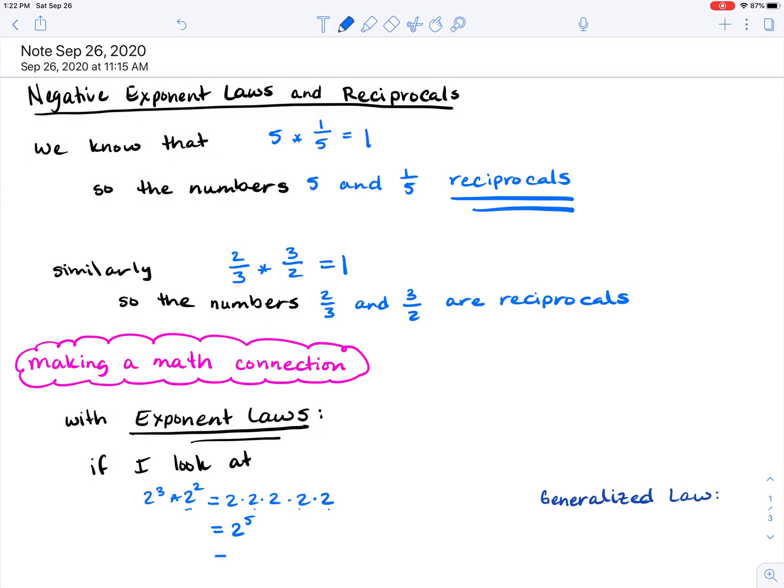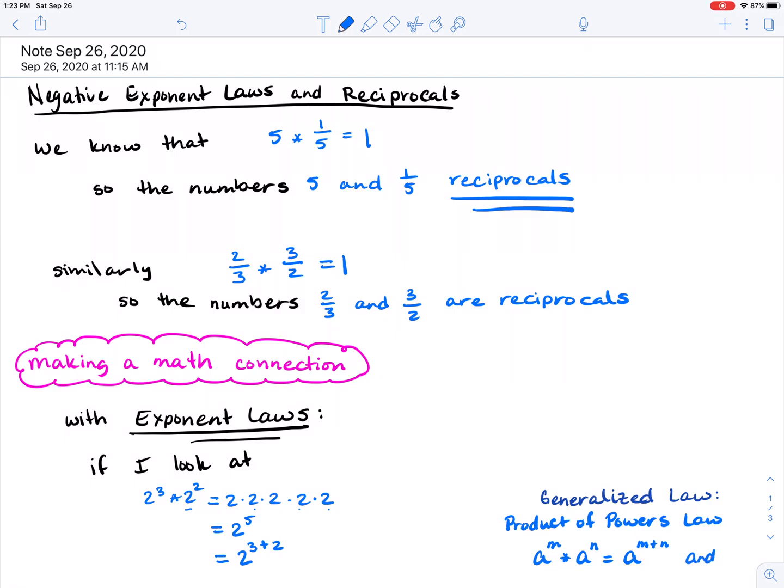The other way of writing this is 2 to the exponent 3 plus the exponent 2, which also equals 2 to the 5th. So based on what we call the product of powers law, we can say that a to the m times a to the n is equal to a to the m plus n.